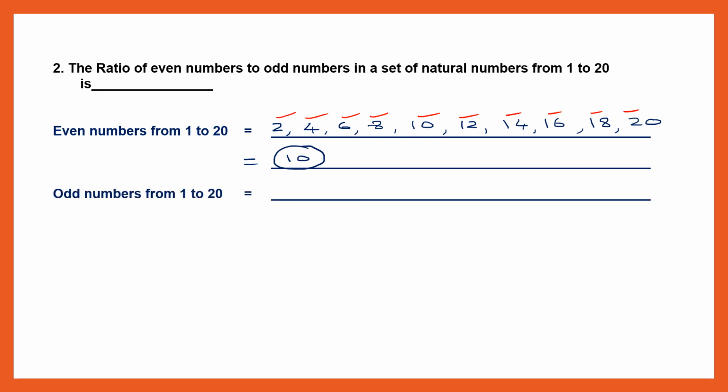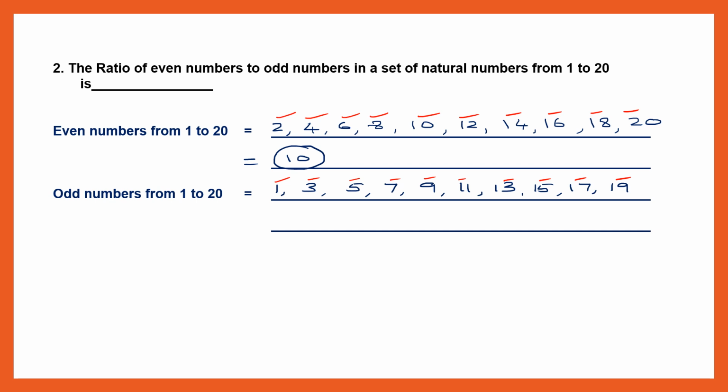Similarly, let's get the odd numbers from 1 to 20. 1, 3, 5, 7, 9, 11, 13, 15, 17, 19. That's it. Now let's count. 1, 2, 3, 4, 5, 6, 7, 8, 9, 10. So here also we have 10 numbers. So let's write the number here.